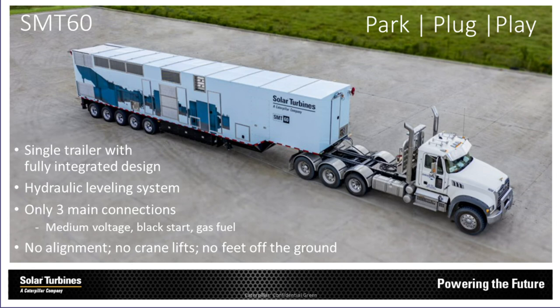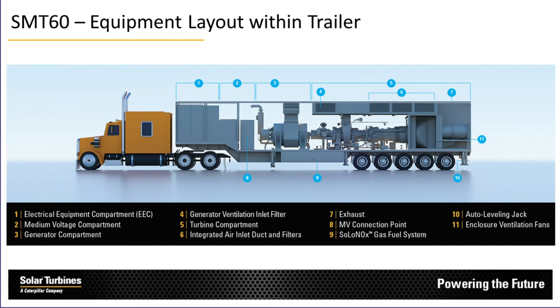This picture shows a better visual of what's actually inside this trailer. On the right side, you can see our turbine and the exhaust systems associated with it, and then the generator in this section here. In the front end is our electrical compartment, where you have the switchgear and so forth that would be taking the created electricity and transferring it to the high line. And the connections would be right here, if you can imagine that.